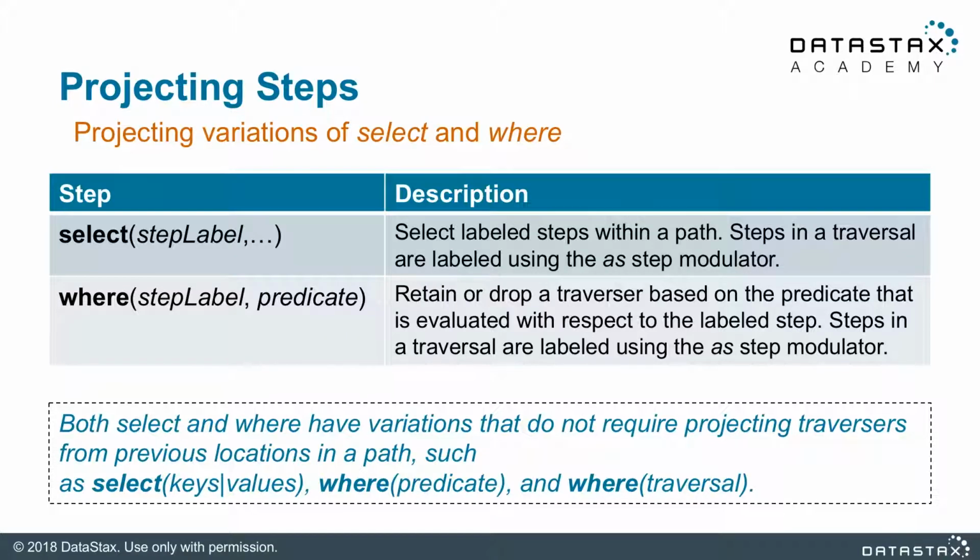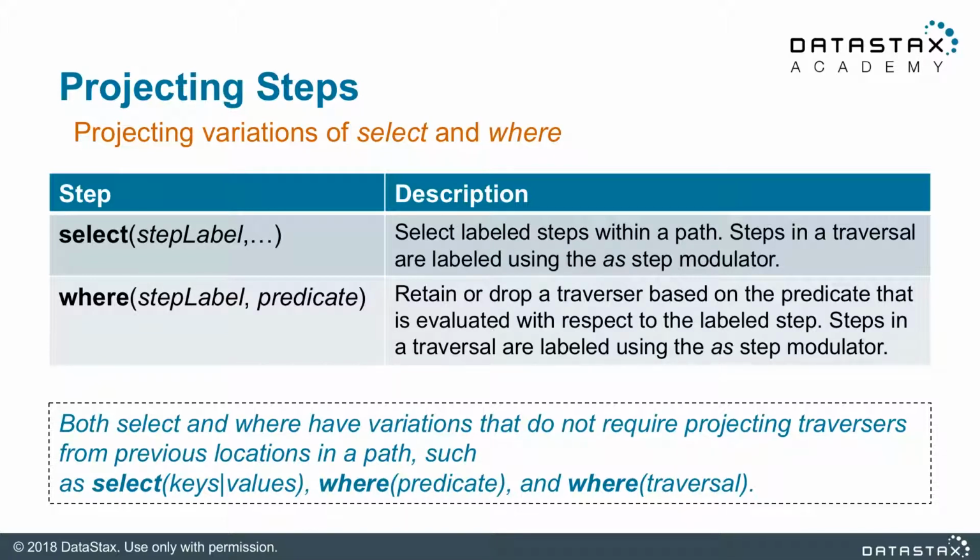In the Gremlin language, we have 2 examples of projecting traversals. The most common one we use is the select step. The select step is used to grab a previously labeled traversal to make use of it later on. Its parameters are step labels that are previously defined in the query using the step modulator as.